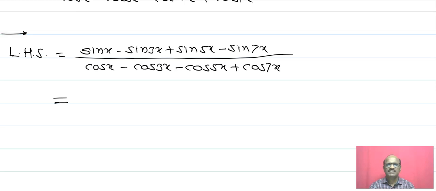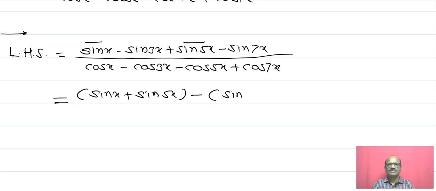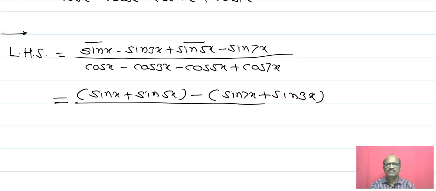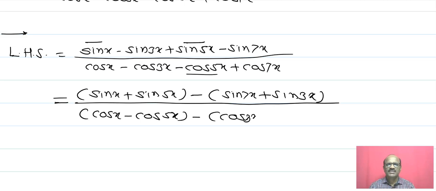Now see this, that is sin x plus sin 5x, and the next, in the bracket, minus sign is common, sin 3x plus sin 7x. And the next, cos x minus cos 5x, and in the next bracket, minus sign is common, that is cos 3x minus cos 7x.